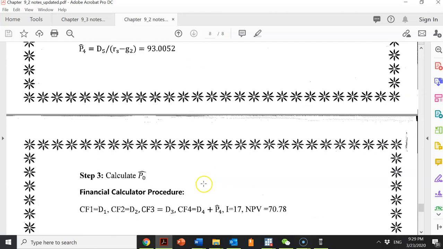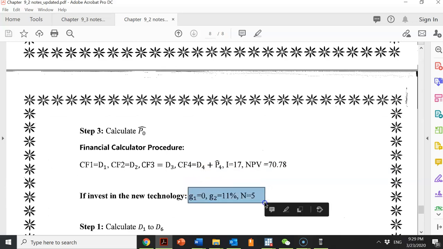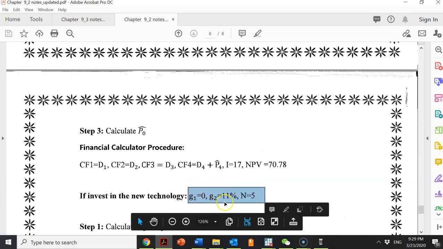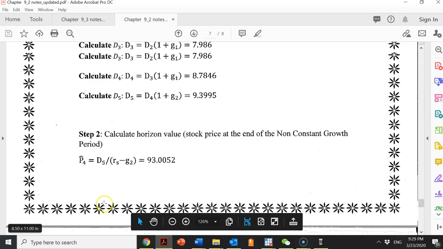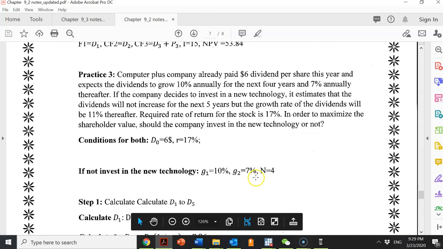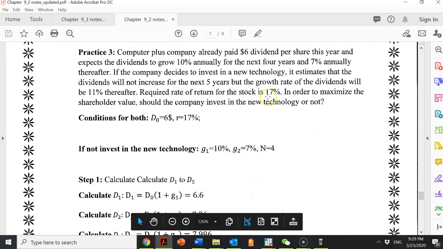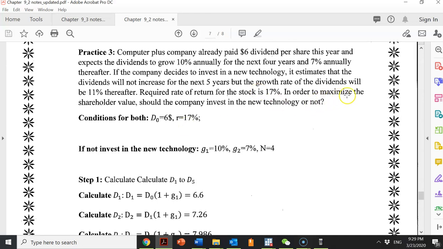Okay, in the second case, we would have G1 equals 0, G2 equals 11%, N equals 5 if investing in the new technology. There are 2 cases here. Required rate of return, RS, is 17% for both cases. In order to maximize the shareholder value, should the company invest in the new technology or not?